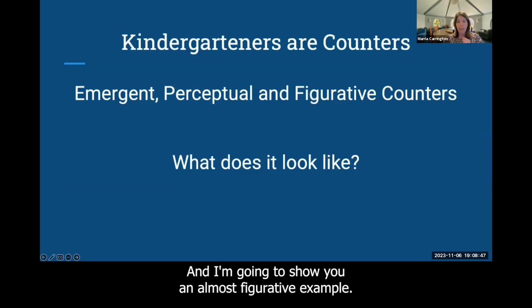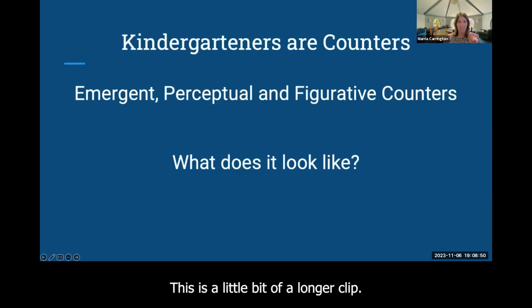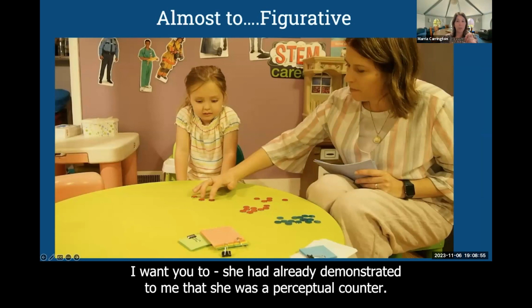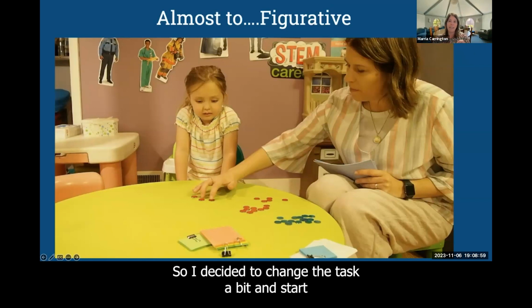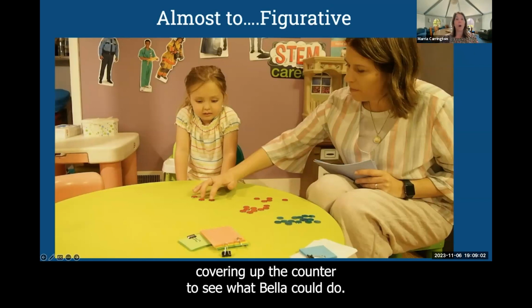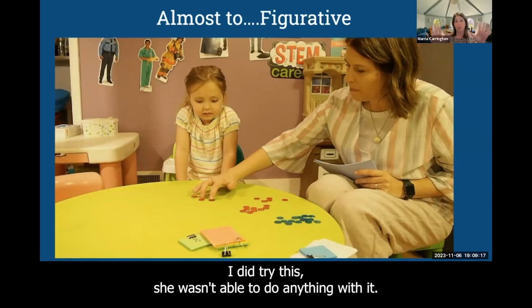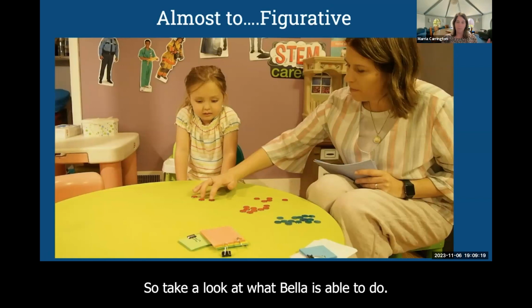And I'm going to show you an almost figurative example. This is a little bit of a longer clip. She had already demonstrated to me that she was a perceptual counter. So I decided to change the task a bit and start covering up the counters to see what Bella could do. This is like a 2-minute clip, so if you want to take a little note. And I do want to say the last child, I did try this and she wasn't able to do anything with it. So take a look at what Bella is able to do.